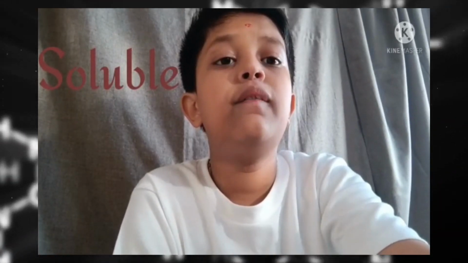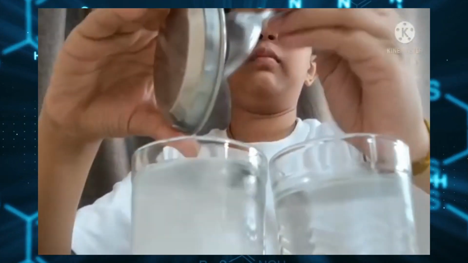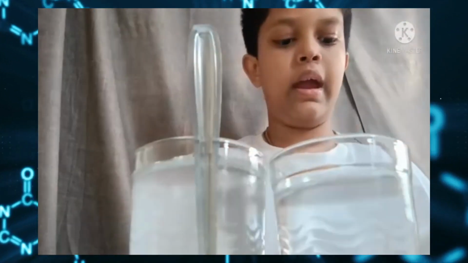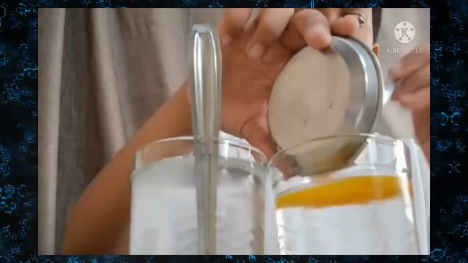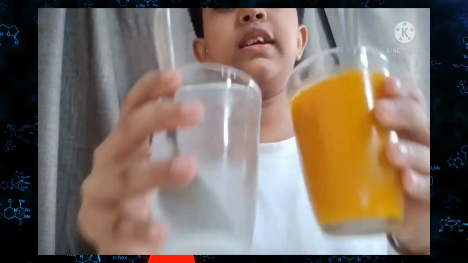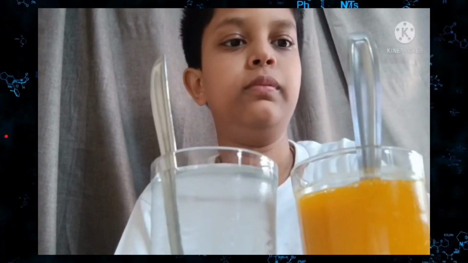Soluble: a substance that mixes with water is called soluble. For example, turmeric powder, sugar powder and salt, etc. Take 2 glasses of water, mix sugar powder and turmeric powder in water. We can see that turmeric powder and sugar powder have dissolved in water.